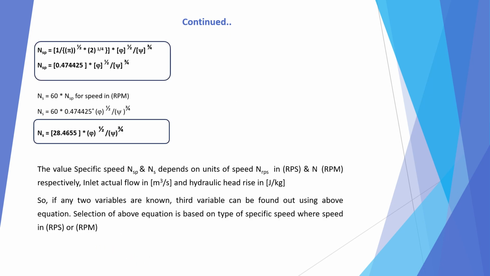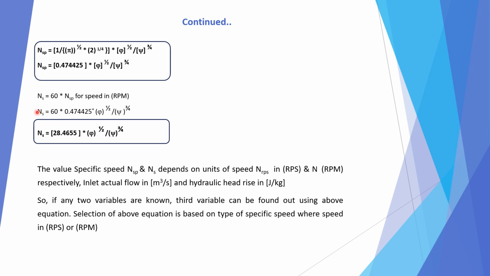So further we can write NSP is equal to (1 by square root of pi, that means pi to the power half, into 2 to the power 1 by 4) into phi to the power half divided by psi to the power 3 by 4. By putting all these values, it is coming as NSP is equal to 0.474425 into phi to the power half divided by psi to the power 3 by 4.